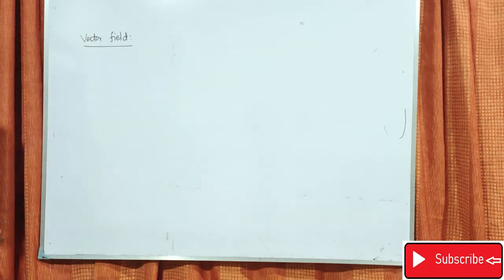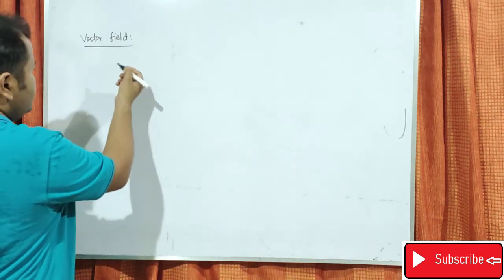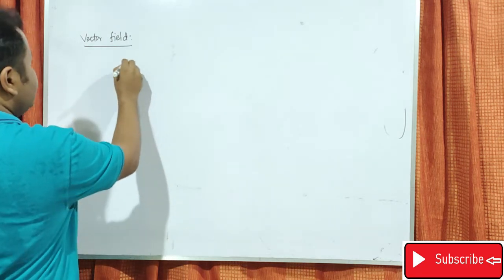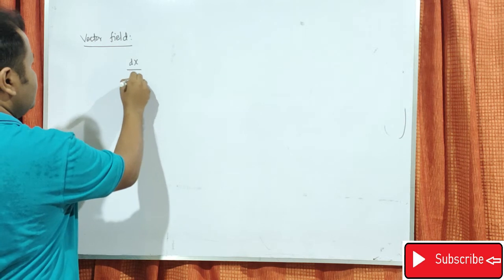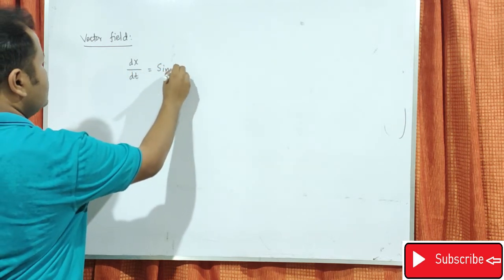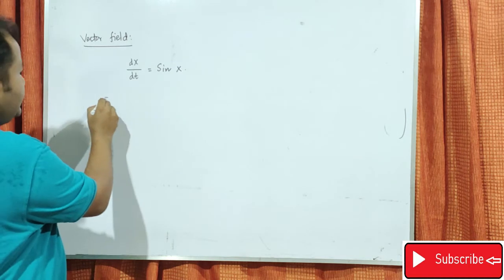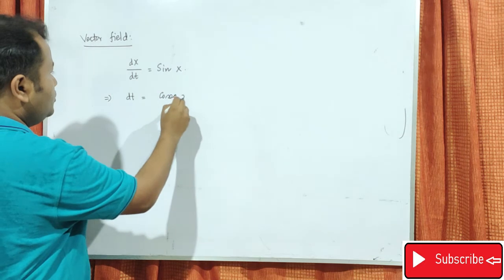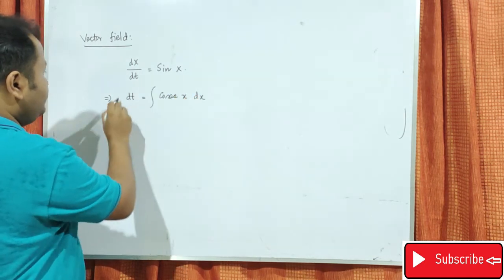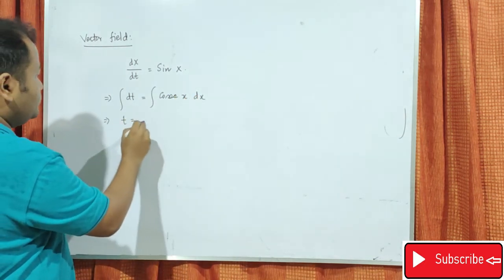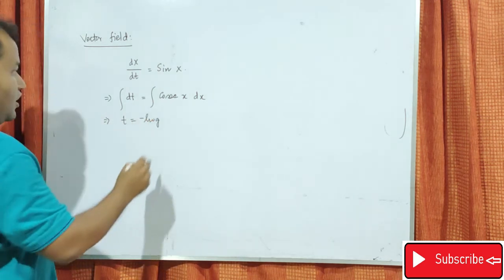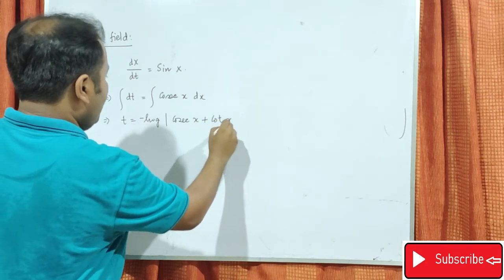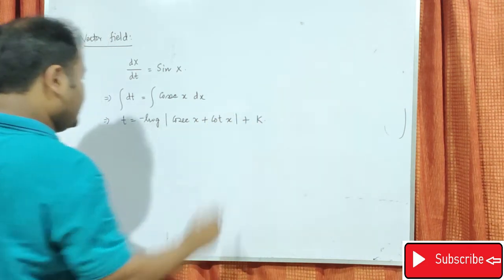So let me give one example first. Say I am given an equation, dx/dt equals sin x. If I try to solve this, it will be dt equals cosec x into dx. If you integrate, it should be t equals minus log of cosec x plus cot x, plus some constant k.